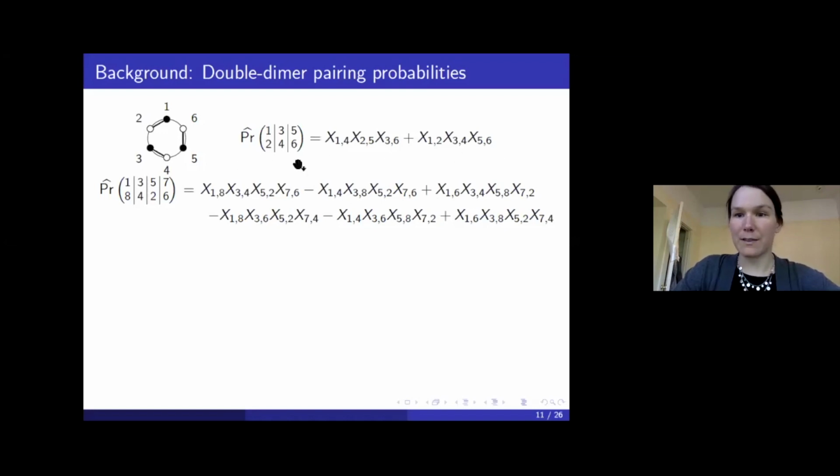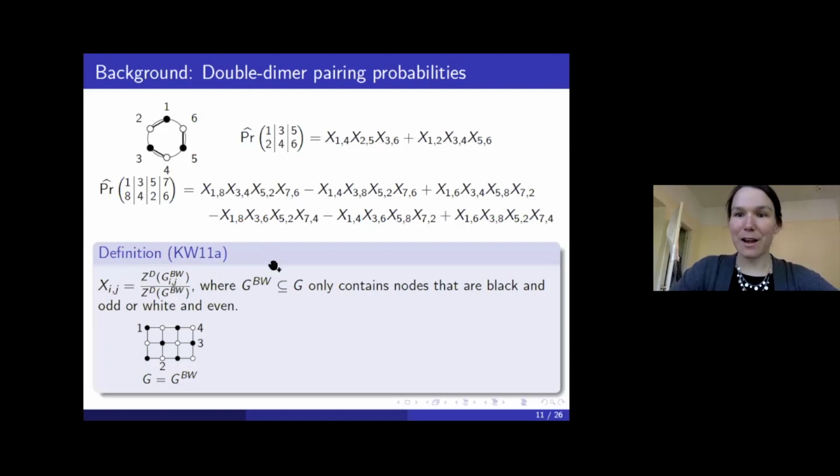I'm not going to define this quantity PR hat for a little while, but it's just the probability that a double dimer configuration has this node pairing times a ratio of dimer counts. So Kenyon and Wilson refer to it as a normalized probability. And then here's another example of one of their polynomials. The thing I wanted to point out in this example is that when we have a graph with 8 nodes, each of the monomials has 4 terms instead of 3.